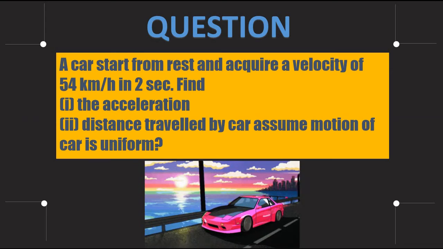The question is: a car starts from rest and acquires a velocity of 54 km per hour in 2 seconds. The things that we have to find are, number 1, the acceleration, and number 2, the distance traveled by the car, assuming that the motion of the car is uniform. So in the main question, we have 2 subdivisions and we have to answer both bits. Let's solve it now.